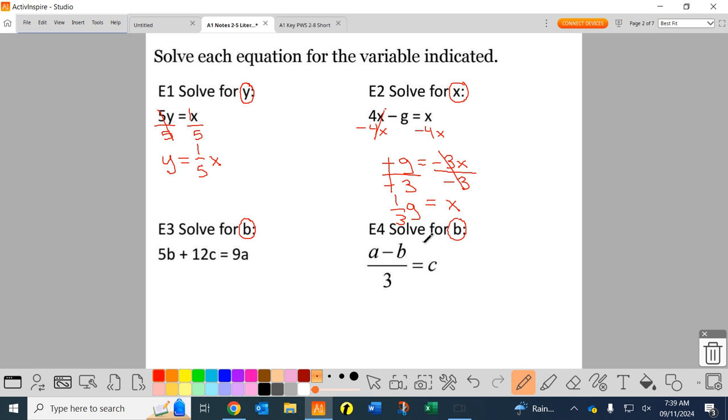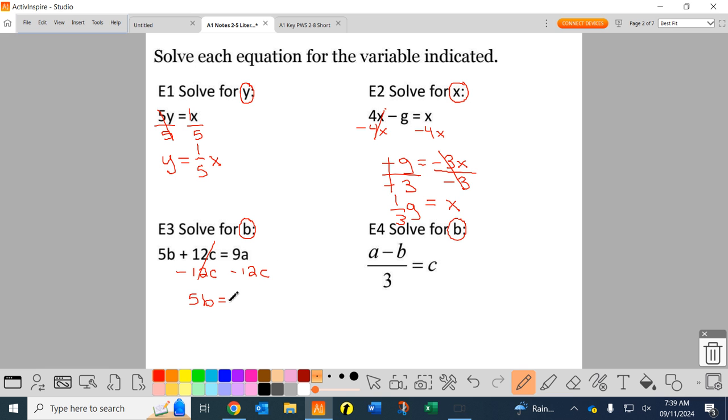Great, let's keep going. The next one is going to be solving example number 3 for B. Since we've got A and C as well, we want to get that B on the side all by itself, so we need this C to move to the other side. So we're going to minus 12C, minus 12C. That gets rid of that addition right there. That makes it 5b equals.